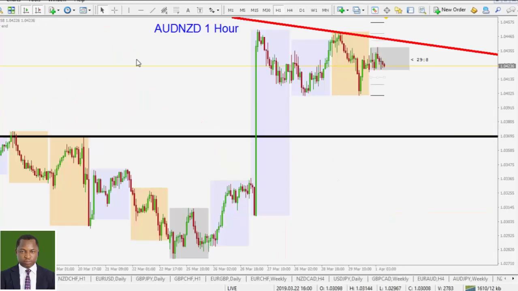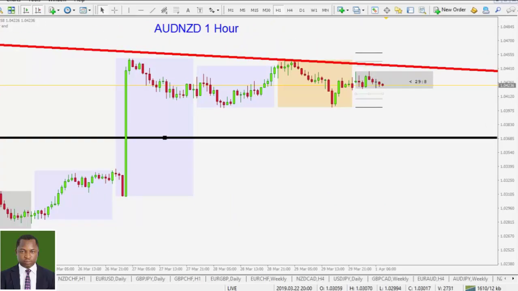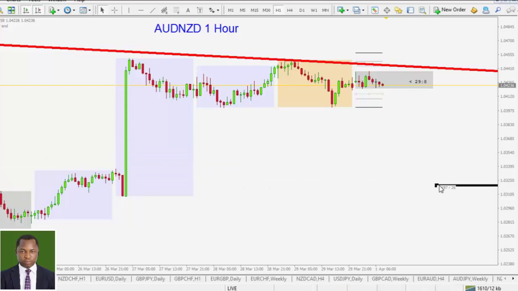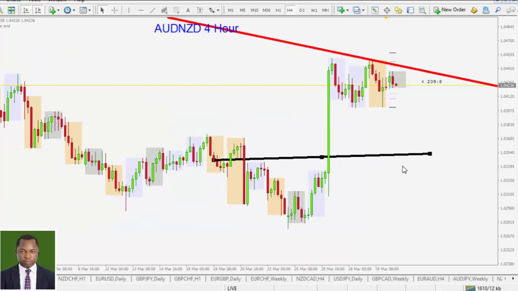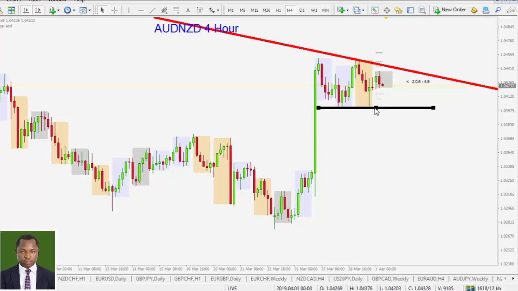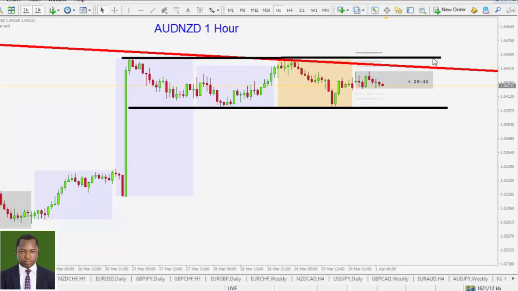If you look into the 1 hour time frame, we have a range. Let me just bring that to this. Right, let me get the time frame. We have a range in place. Let's go to 1 hour time frame. That's the level of support. That's the level of resistance.